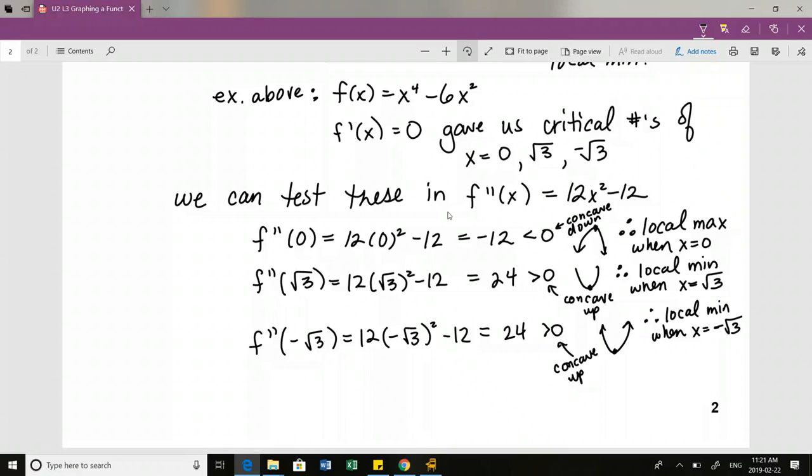Okay, this is what's called the second derivative test. We plug the critical numbers into the second derivative, and it helps us find whether that area is concave down or concave up. Okay?